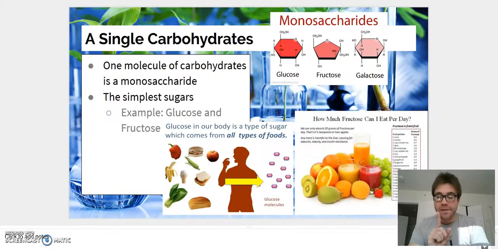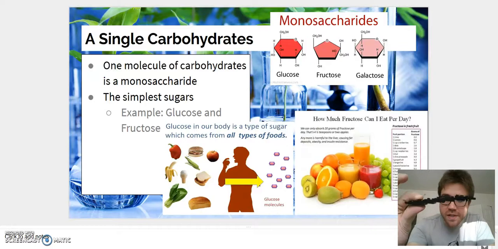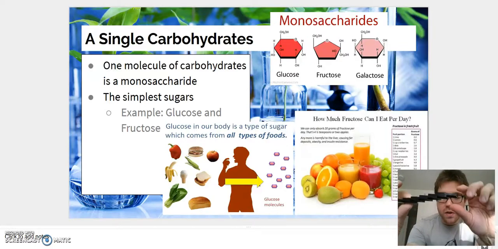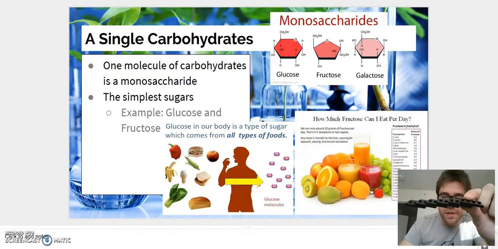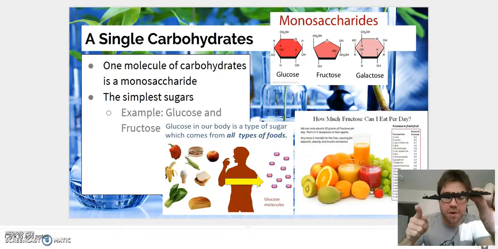All right, so here's the deal. Let's say this is a carbohydrate. When your body digests this carbohydrate, it has to break it apart. Right now, this carbohydrate is too big for a body to deal with. So what happens is the body breaks a carbohydrate into small pieces. Each of these pieces has a name.